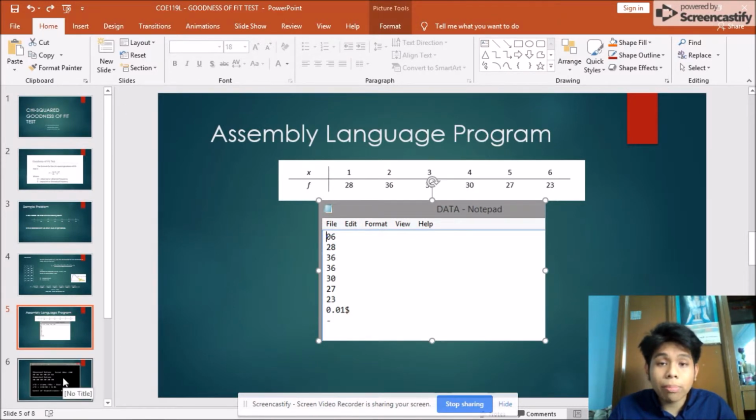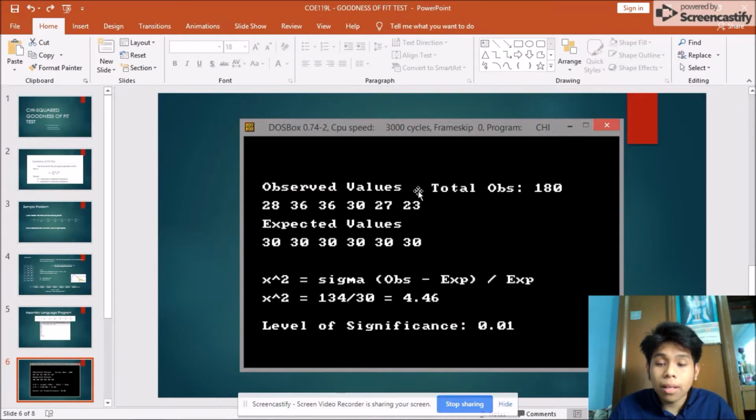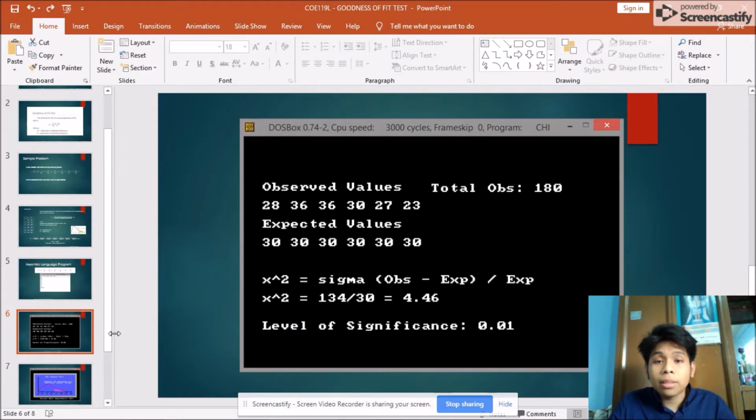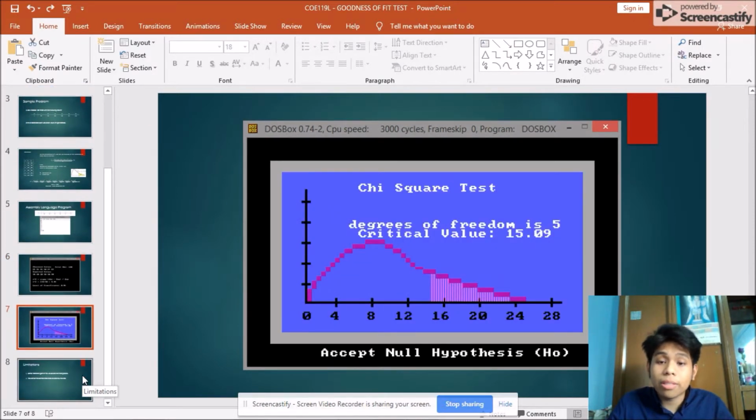After that, when we run the program, this is the sample output. This is the first screen. It will show the observed values, total observed 180, 28, 36, 36. And it will compute the expected value also. The formula for the chi-squared goodness of fit test is also shown here, and the solution. After clicking any button, it will go to the next screen, which will show the result of the goodness of fit test.